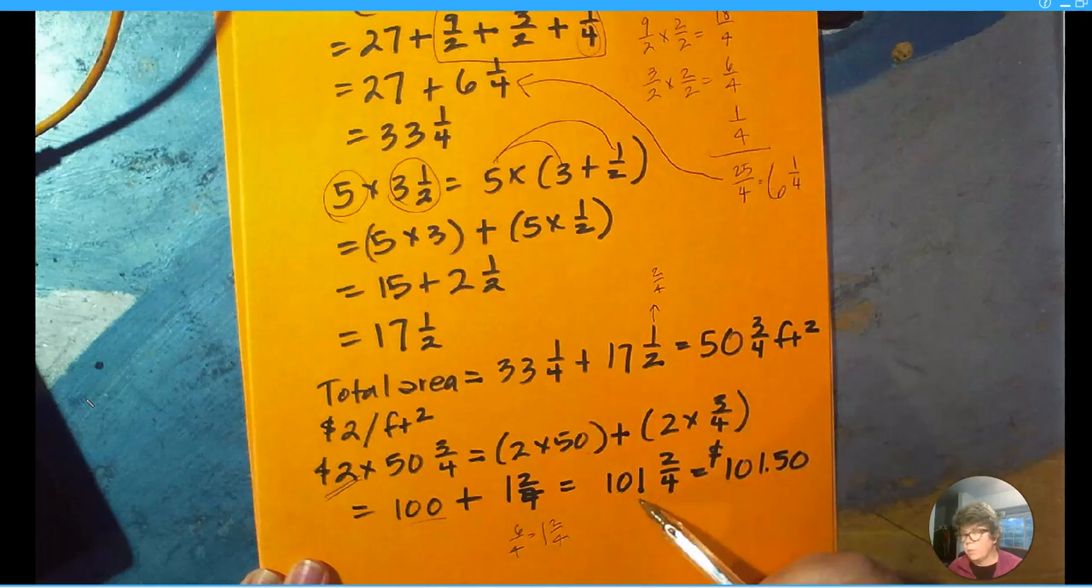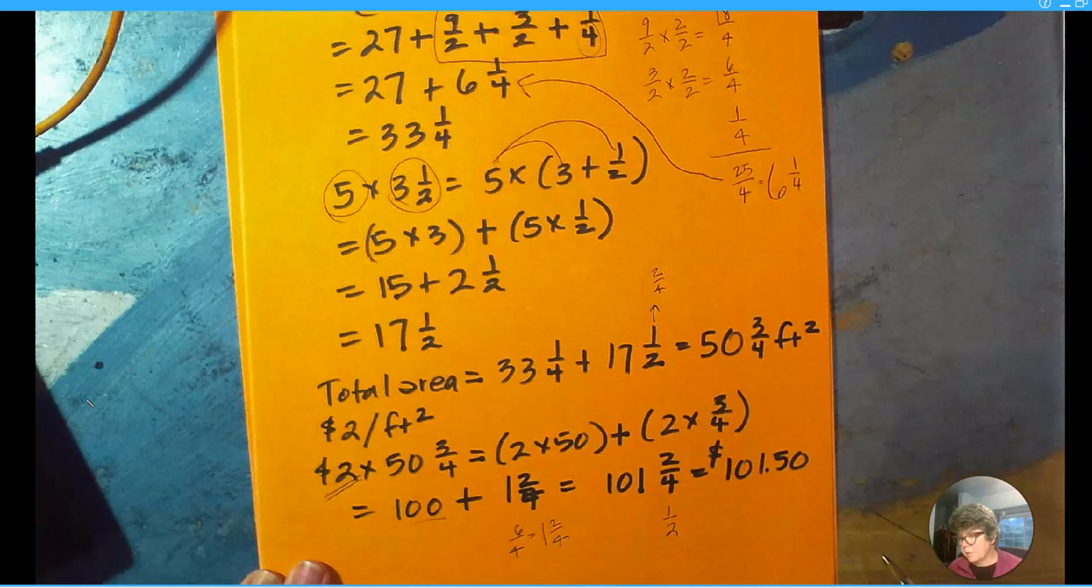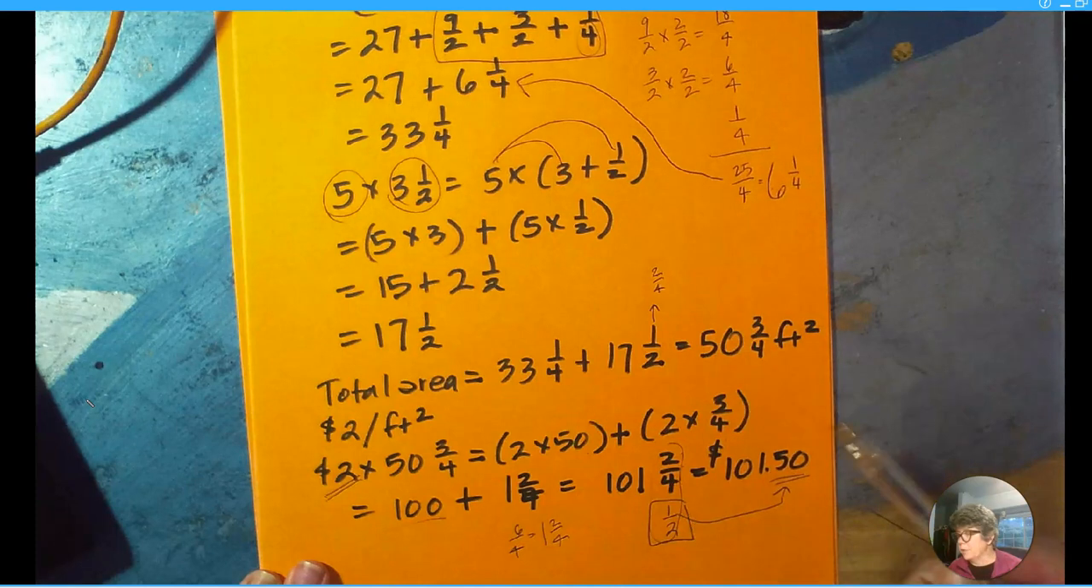That's 101 and 2/4. Now, 2/4 is the same as 1/2, right? Because 2 is half of 4. We can divide both of them by 2. 1/2 of $1 is 50 cents. So I converted it from fractions into decimals thinking about money, right? Because we wouldn't say 101 and $1/2. We would say $101.50. Okay, so this is our final answer.